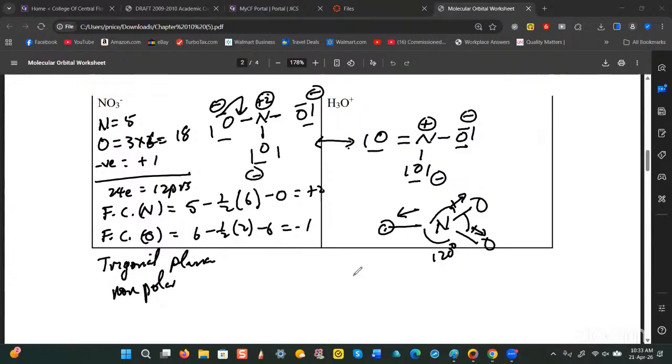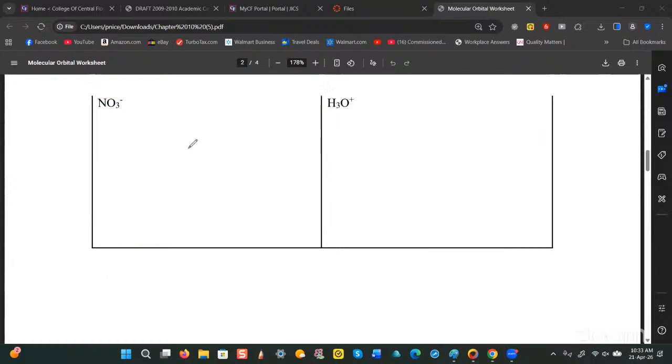Okay, let me clear this here. And let's look at the hydronium ion. Okay, so again, how do we start off this thing here? Just 1 times 3. H will give you 1 times 3, which will be 3. And oxygen will give you how many? 6, right? And the plus charge, that means we're going to minus 1 electron, right? So that's 3 plus 6, 9 minus 1, so that's 8 electrons, which would be equal to 4 pairs.